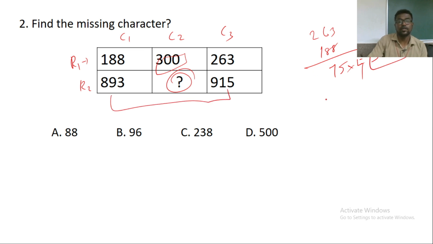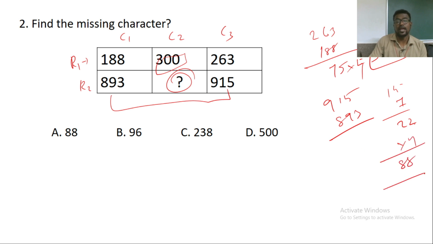What is the difference between 915 and 893? Which is nothing but 22. And if we multiply 22 by 4, we will get 88. So, do we have 88 in the options? Yes, we have 88 as an option. So the correct answer for this question is option A, 88.